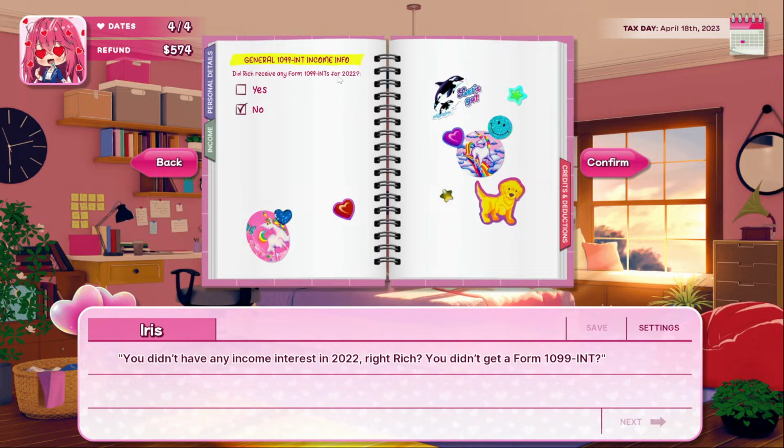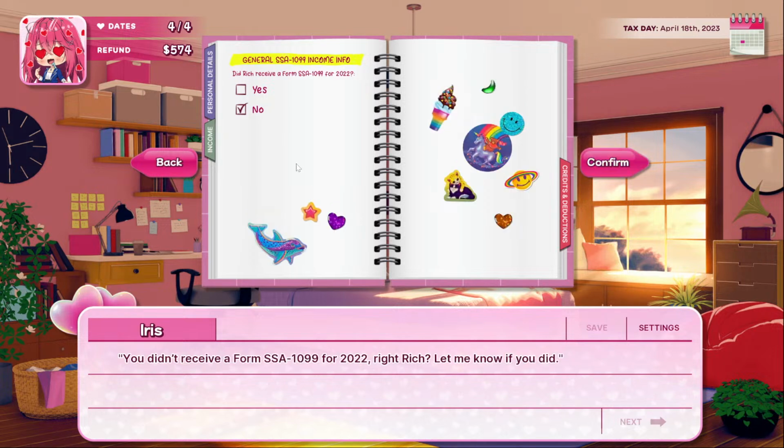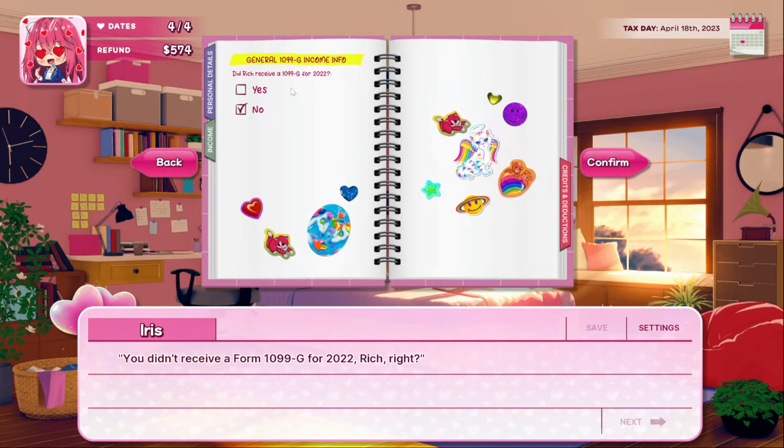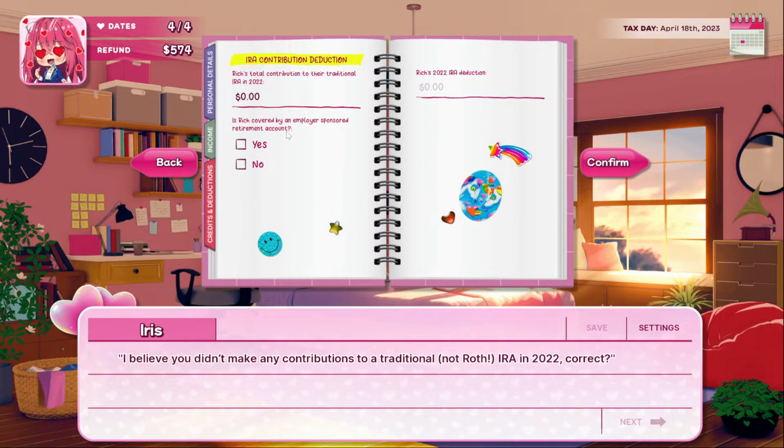Did Rich receive any? No. Wait, what is saying it? Okay, you didn't have any income interest? No. You receive any? No, I did not. No. Rich's total contribution to their traditional IRA, 0. Or by employer-sponsored retirement account? I believe you didn't make any contribution to traditional, correct? Okay, I did.